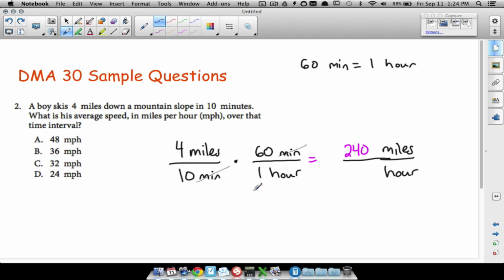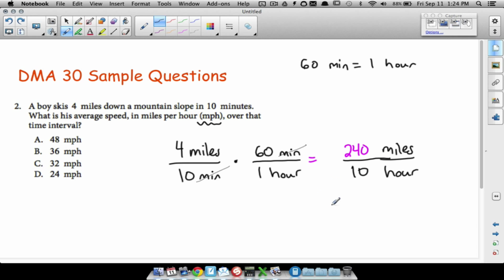Look at the only words you have left at the bottom. Minutes canceled out, all we have is hours left at the bottom. Notice we have an hour over here, which is what we wanted because we wanted to find the rate, average speed in miles per hour, and that's exactly what we have here. So 10 times 1 is 10.